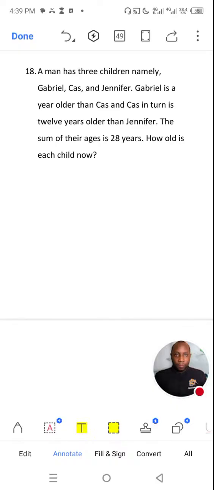A man has three children, namely Gabriel, Cass, and Jennifer. Gabriel is a year older than Cass, and Cass in turn is 12 years older than Jennifer. The sum of their ages is 28 years. How old is each child now?